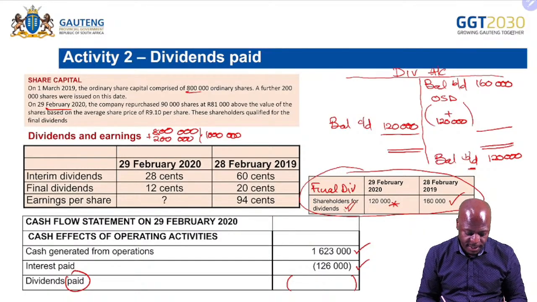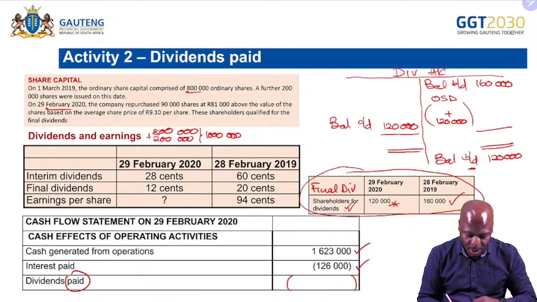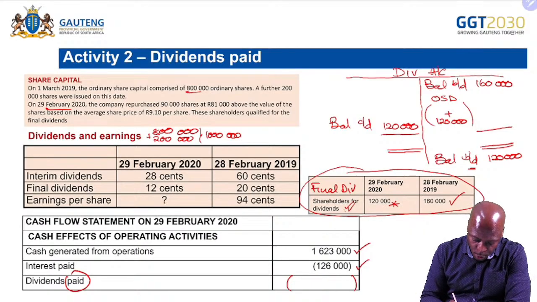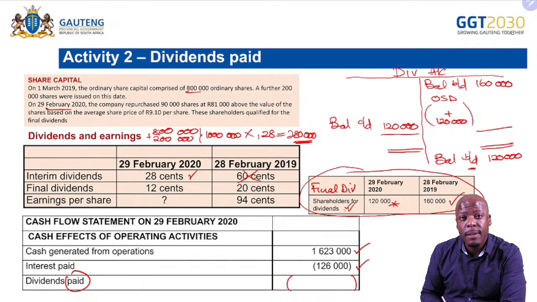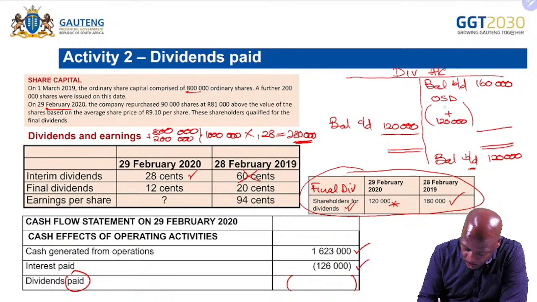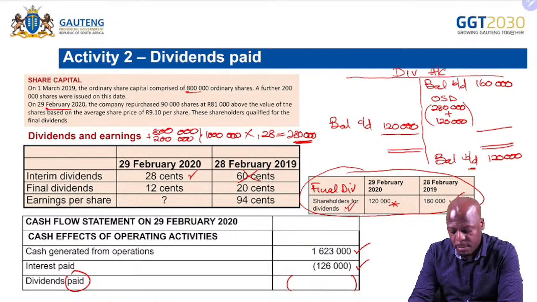If we're going to declare interim dividends, we declare them on the 1 million. So I have 1 million shares. What was my interim dividend? I am not going to look at the 2019 one. I'm going to look at the 2021, which is 28 cents. So I'm going to say 1 million multiplied by my 28 cents. On your calculator, you should then get 280,000. That becomes your interim dividends. So I'm going to say plus 280,000. That's my interim dividend.